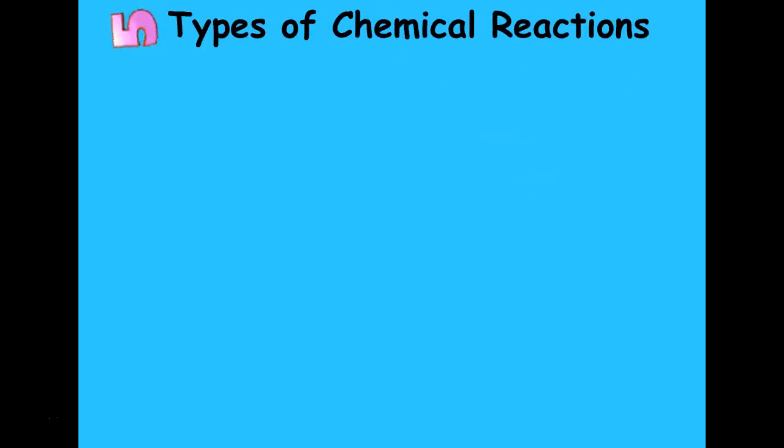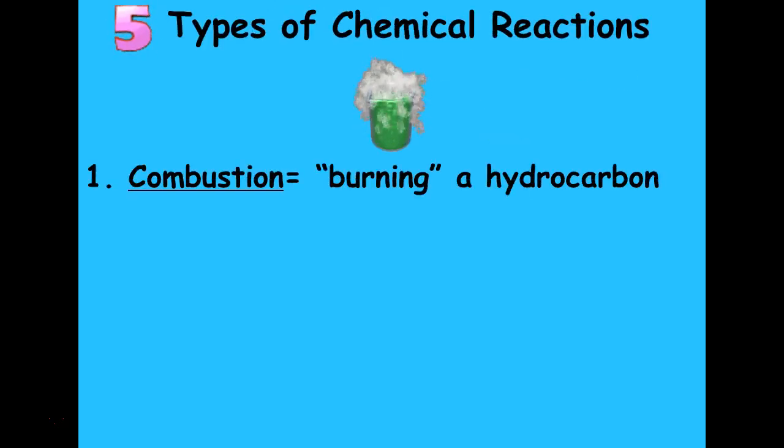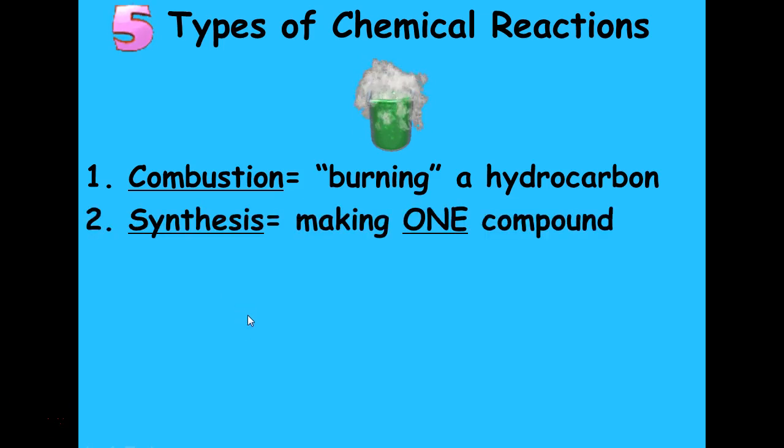The first one is a combustion reaction. The combustion reaction is the burning of a hydrocarbon, which is a carbon and a hydrogen mixed together. The second type of a chemical reaction is a synthesis reaction. And synthesis always means to bring things together, to synthesize things. So this means that we're making one compound. Means that we're taking 2 things and making them be one.